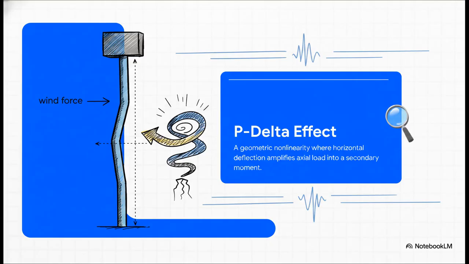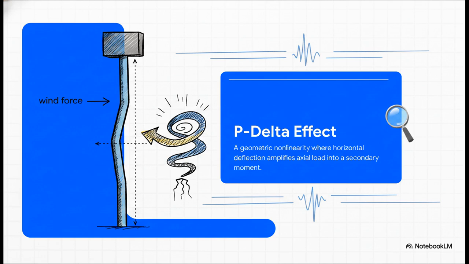But hey, we live in the real world, where wind and earthquakes make buildings sway. And this brings us to the terrifying P-delta effect. Imagine a column is carrying a massive vertical load, and a gust of wind causes the building to deflect horizontally, even just a tiny bit. Suddenly, that vertical load is off-center.